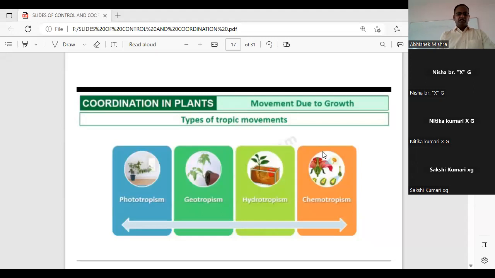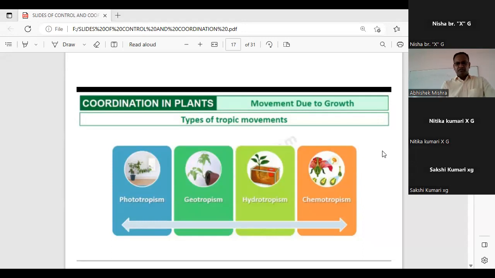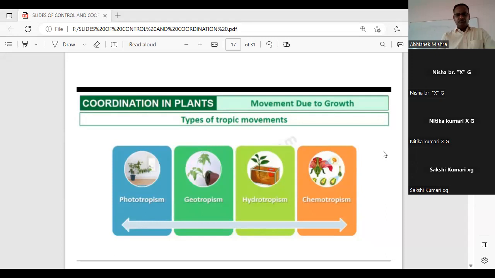Next question. What do we mean by phototropism? Apart from Nitika and Nisha, there should be the next speaker now. Raise your hand. I don't want the same students answering again and again. All the students should participate while answering the question.